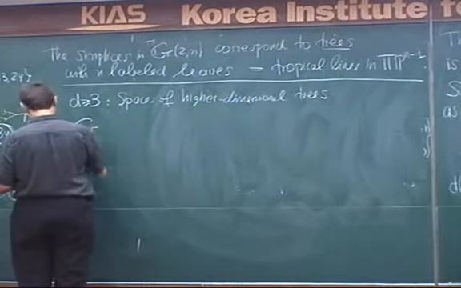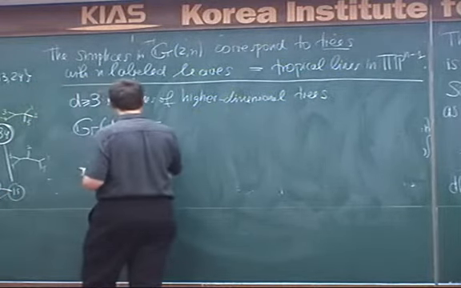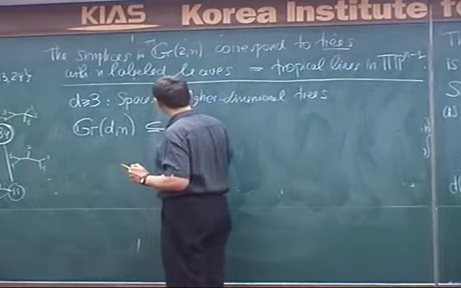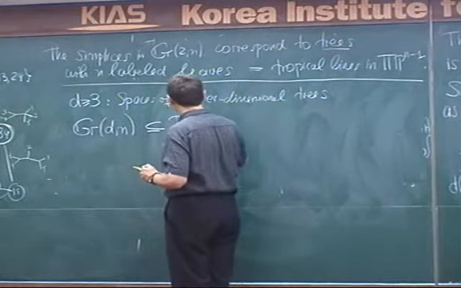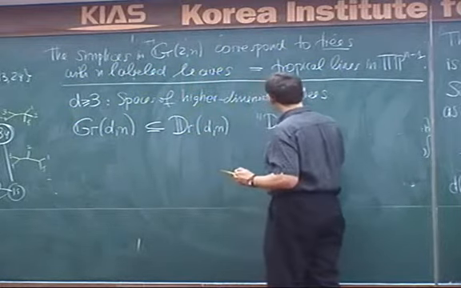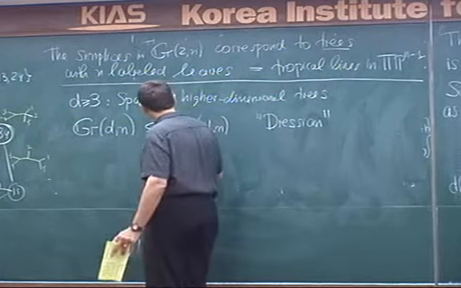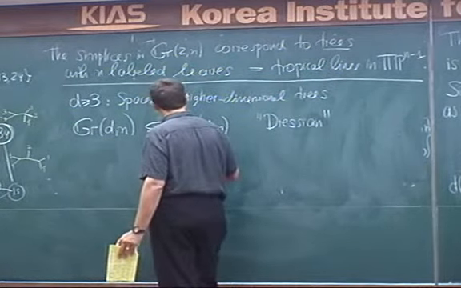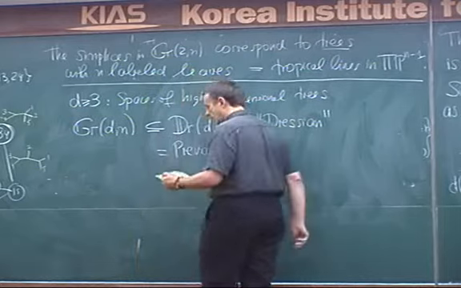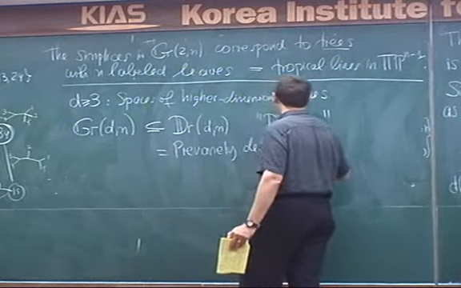Let me do one more definition. I'm going to define another space. The Grassmannian G_{d,n} sits inside another space D_{d,n}, which I call the so-called Dressian. And the Dressian, by definition, is the tropical pre-variety defined by the 3-term Plücker relations.